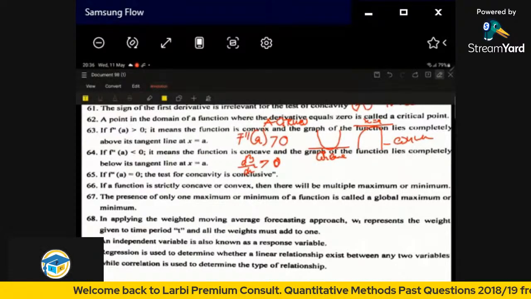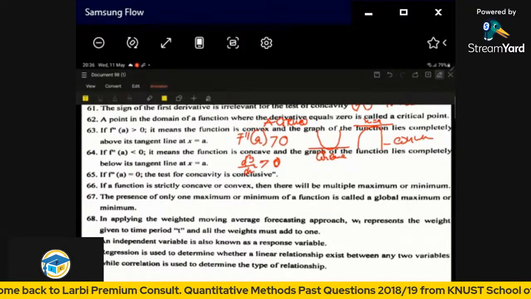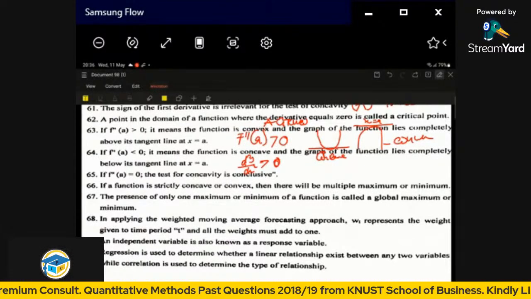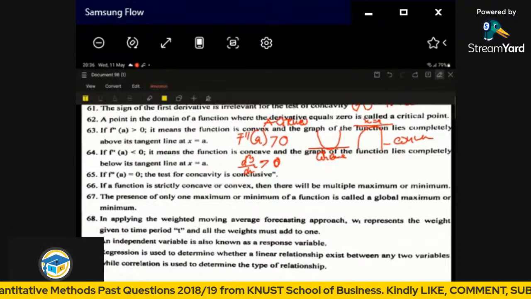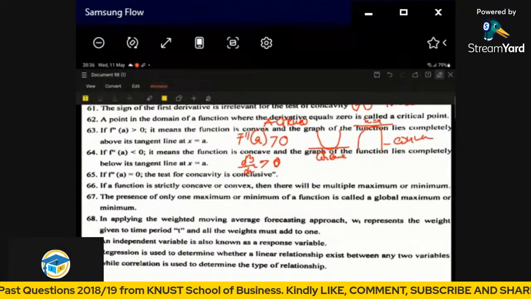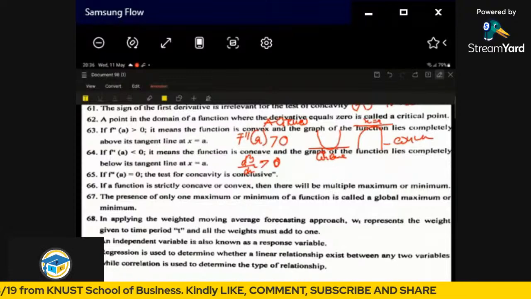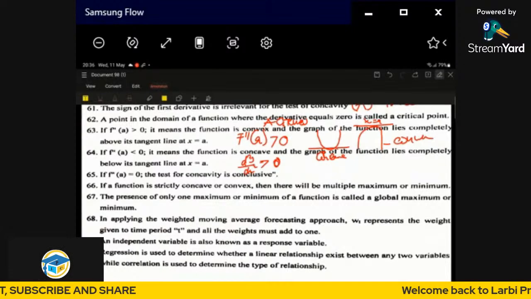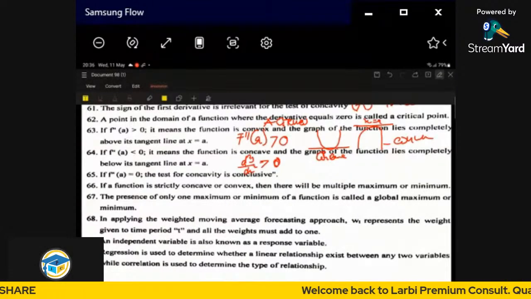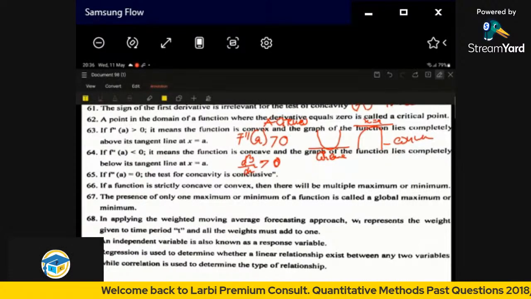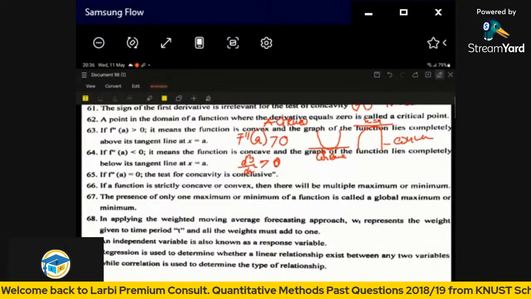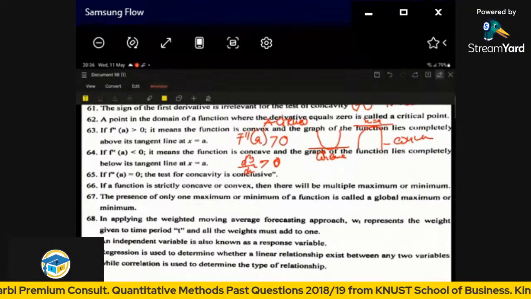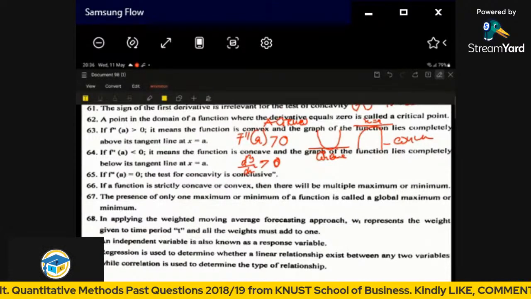And they are saying that if f double prime of a is greater than 0, it means the function is convex. And that's false. For a function to be convex, d squared y over dx squared, or f double prime, should be less than 0. So if the second derivative of a function is greater than 0, it means that the function is concave, not convex. So if you're saying it's convex, you can even conclude without reading further information that this is a false statement.